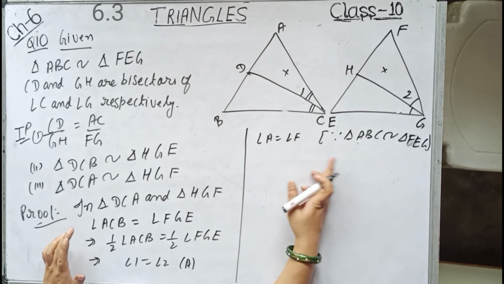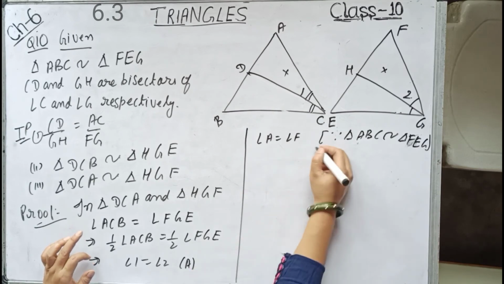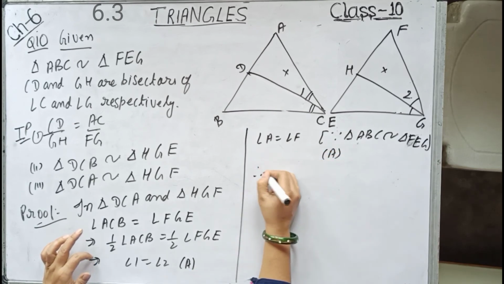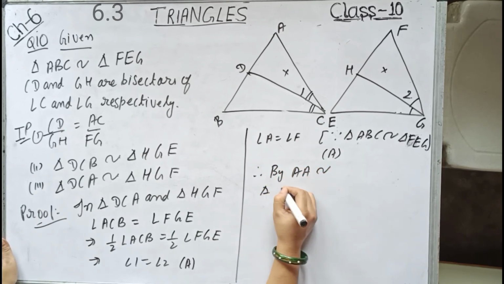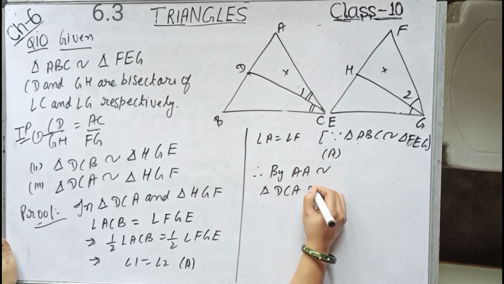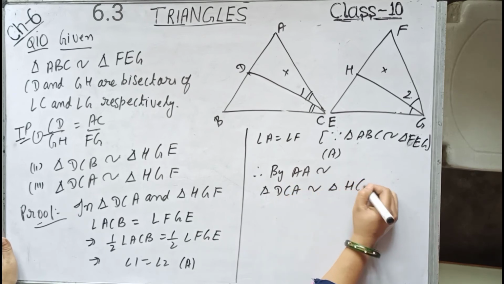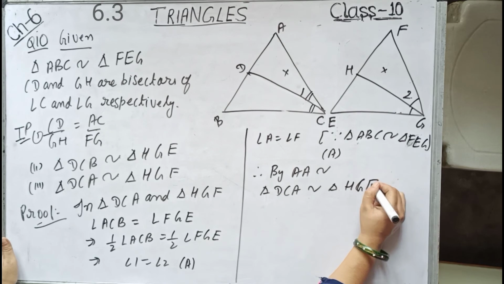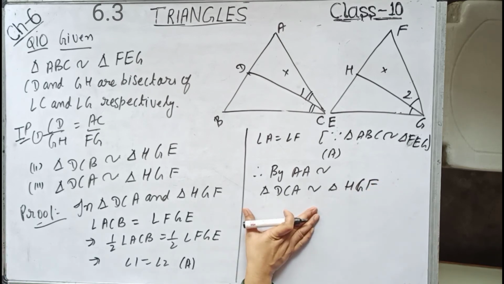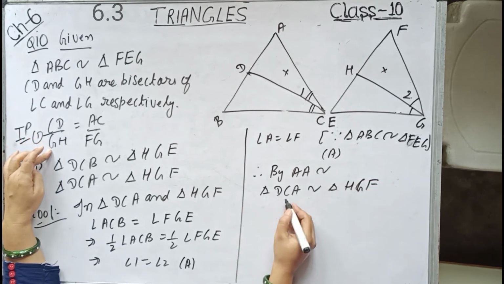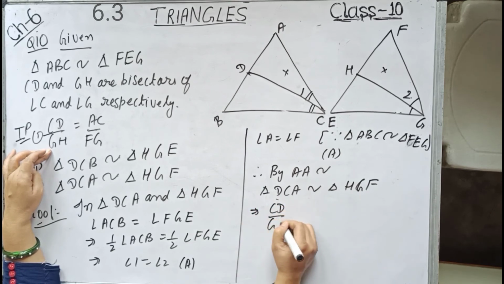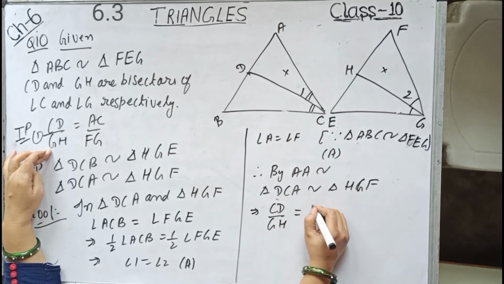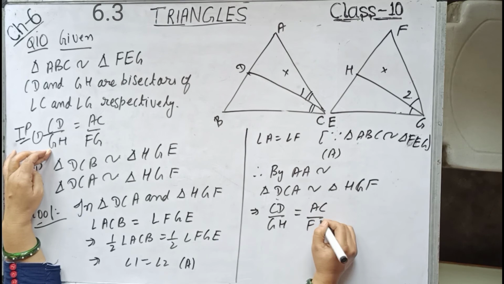So that's why if the triangles are similar, their angles will be equal. So by double A similarity, triangle DCA is similar to triangle HGF. So I think now you understand. Now we have to get CD by DH. CD by DH. This implies CD by GH equals AC by FG.